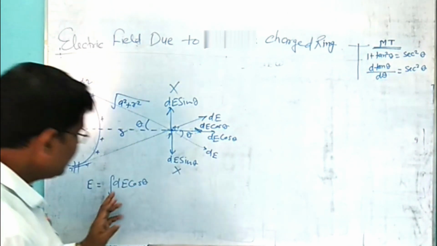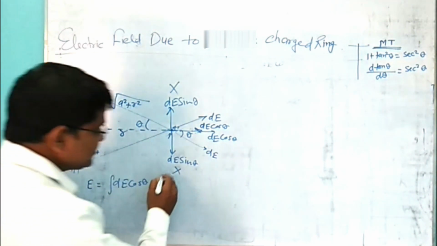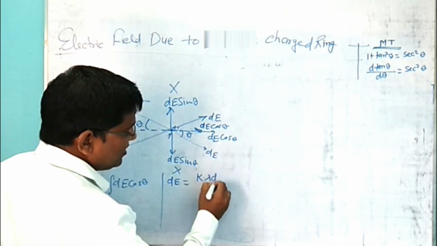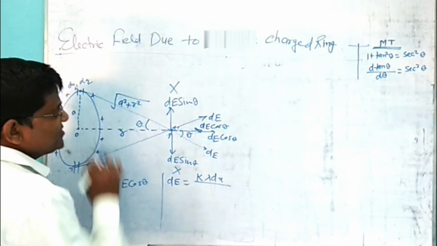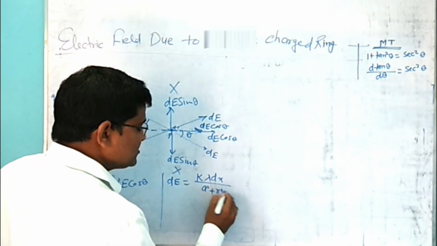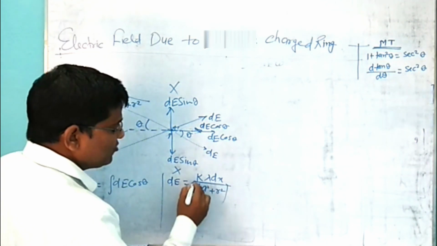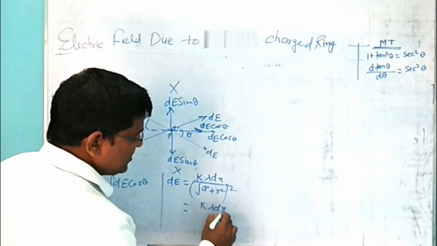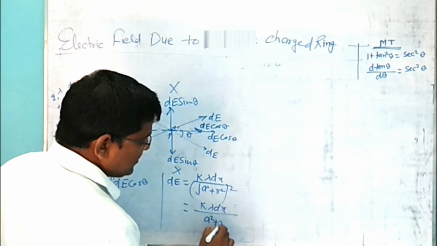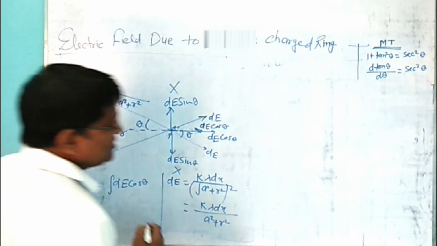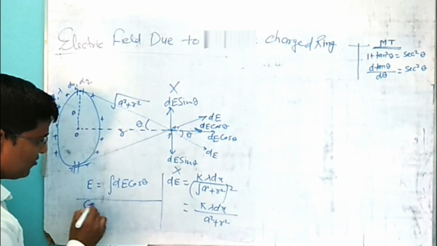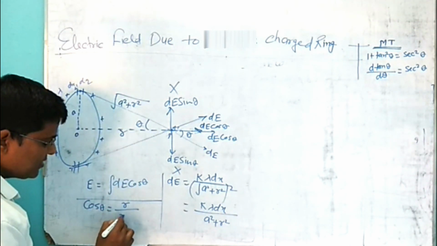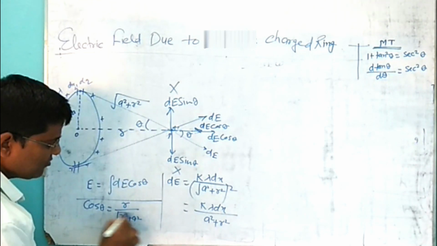Finally, the integration of dE cos theta. First of all we require dE. dE means k lambda dx upon (square root of a square plus r square) whole squared, which means k lambda dx upon a square plus r square. And another thing, we require the value of cos theta. Cos theta is base by hypotenuse, so r by square root of r square plus a square.